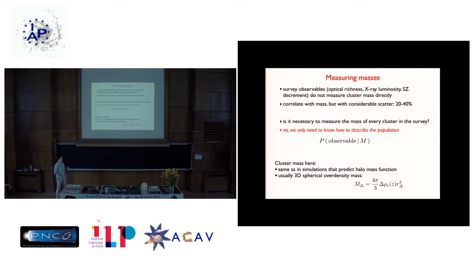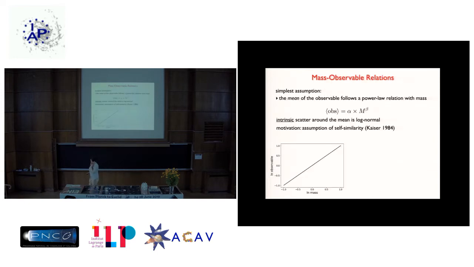Fortunately, we don't actually need to know the mass of every single cluster in the survey. All we need to know is how to describe the population, that is, given a true mass M in the simulations, what is the probability of the observable. I should point out here that true mass is what comes from the simulations, that is 3D overdensity masses.